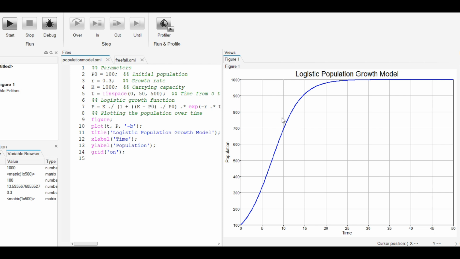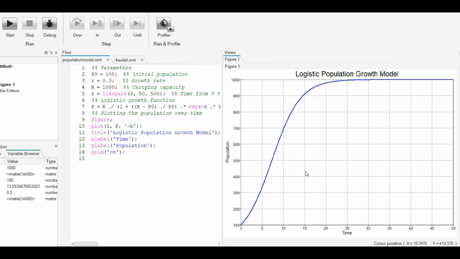Through this model, we aim to explain the factors influencing population dynamics, the mathematical foundation of the logistic growth equation, and how the carrying capacity and growth rate shape the population's behavior over time. Let's dive into the details and explore the simulation together.